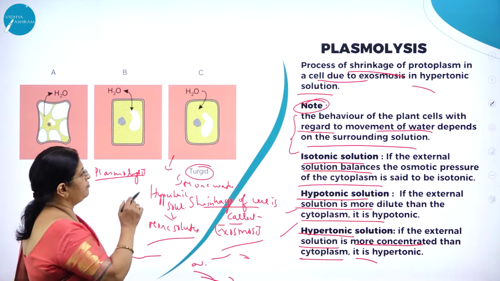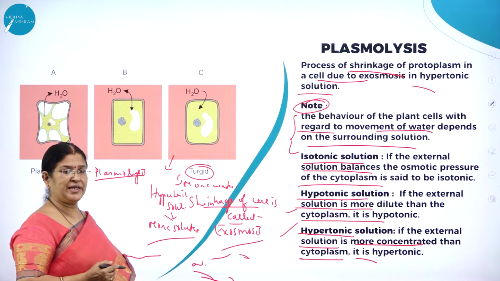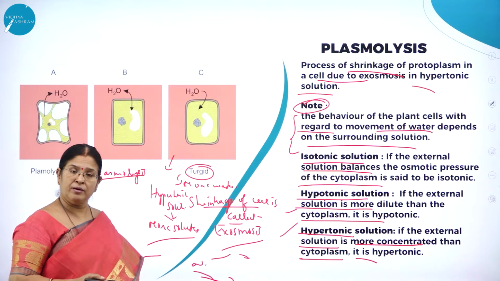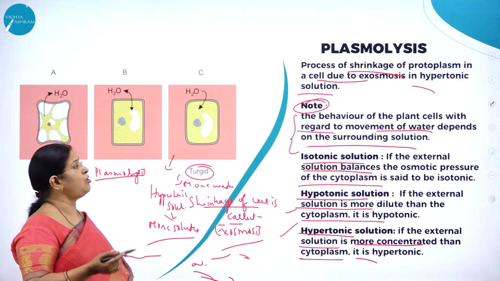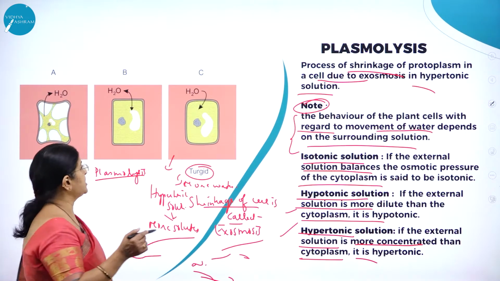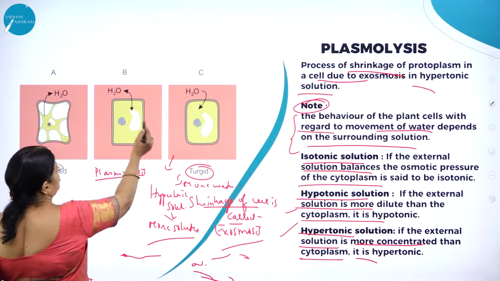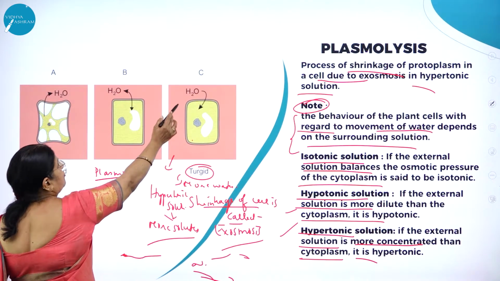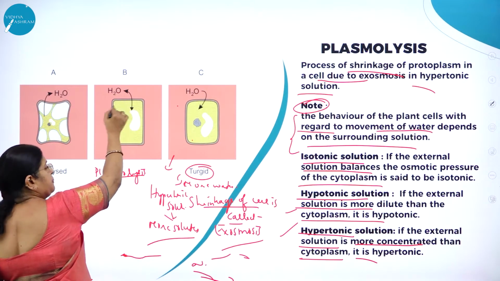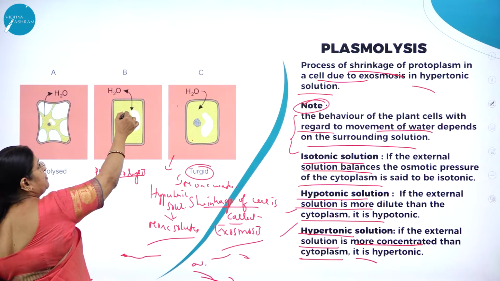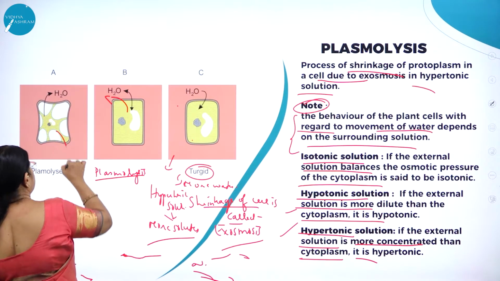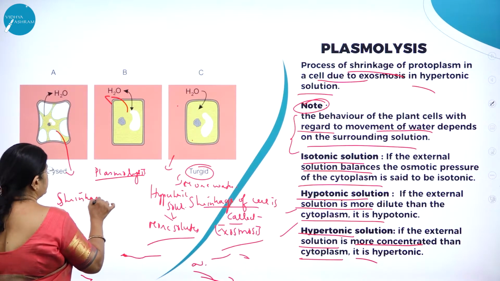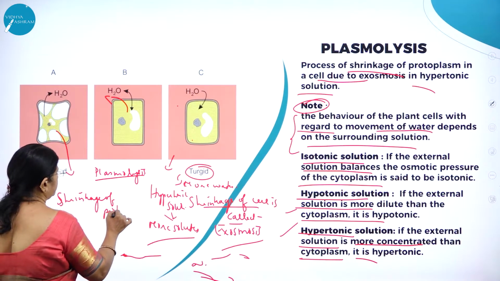So what do you mean by a turgid cell? A cell having more amount of water is kept in a hypertonic solution. So all the water that is found in the cell moves out. Here the turgid cell has more water, and the water from the cell moves out. So here you can see the shrinkage of protoplasm.